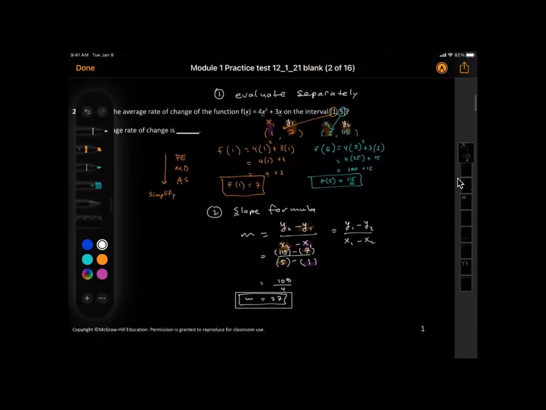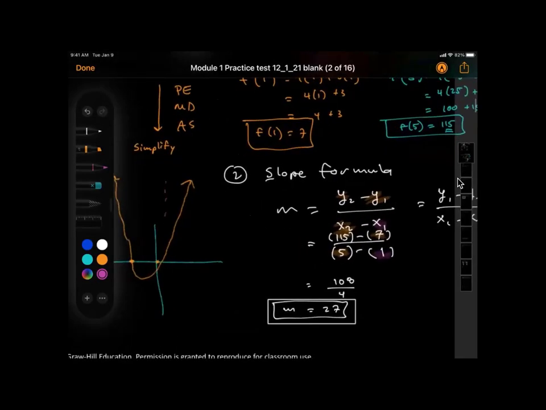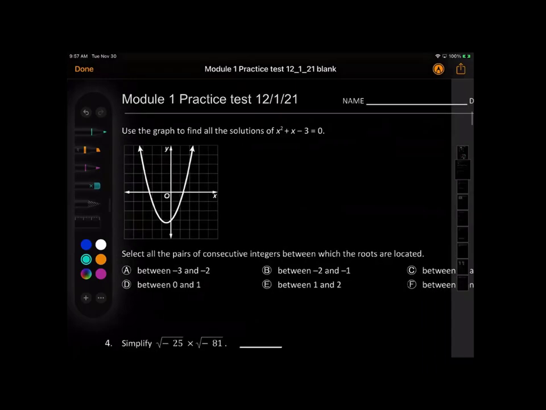To give you guys a quick visual of what's happening here, we have a parabola, factor out an x, 4x plus 3, negative, something like this. And what we're doing is from 1 to 5, where x equals 1 and where x equals 5, we're trying to find the slope of this pink line here. And that's why it's such a huge number. It's 27.